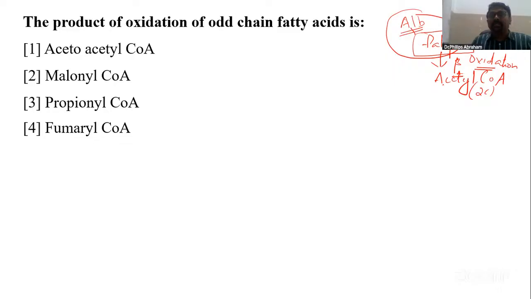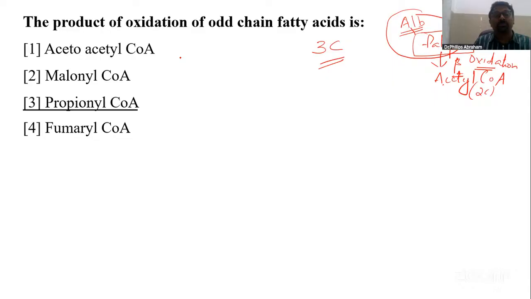Now comes what I was telling about even chain fatty acid, 2 carbons each going, no? So if it's an odd chain fatty acid, what will be the final product? Along with acetyl-CoA, it will produce a 3-carbon containing compound that is called propionyl-CoA. So the answer: odd chain fatty acid on beta oxidation produces propionyl-CoA.